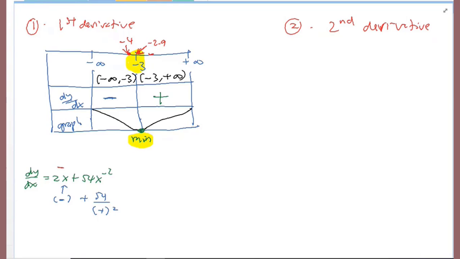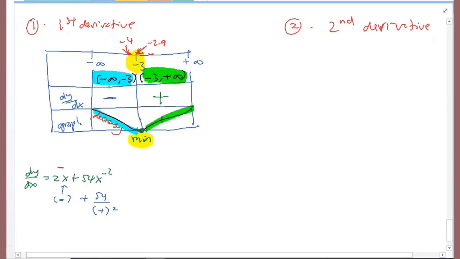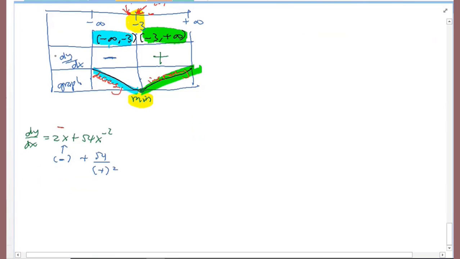So if we consider this interval, the decreasing interval is negative infinity to -3. This interval, the gradient is increasing. So this is a minimum. Okay, therefore this is a minimum but you need to have its partner.